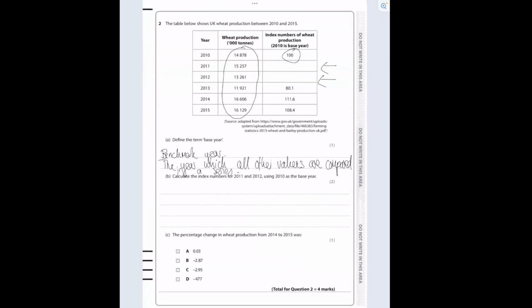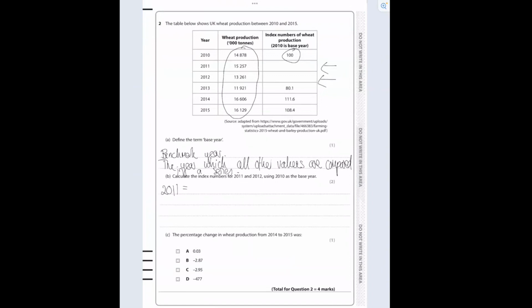Now, again, they've left this blank. So what I'm assuming is that they've got a question now, calculate the index numbers for 2011, 2012 using 2010 as the base year. Okay, so this is relatively straightforward. So let's just do it for each one. So 2011. Now, the way to do this is to basically work out the percentage change between the base year 2010 and whatever year we're looking at.